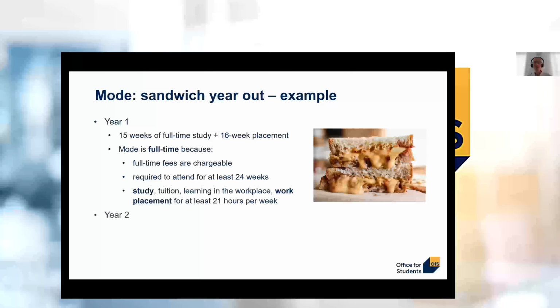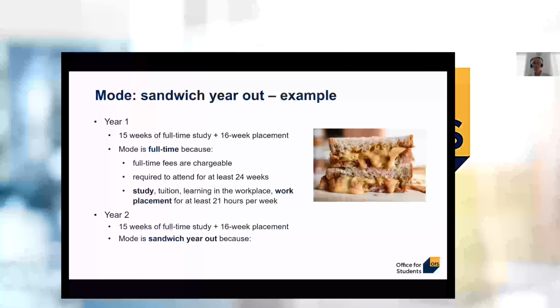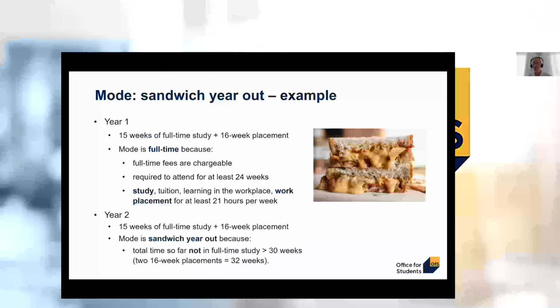So in year 2, assuming all the other sandwich year out criteria that we just talked about are met, we need to look again at the periods of study and work placement. So we have 15 weeks of full-time study and a 16-week placement. This would count as a sandwich year out because the total time so far not in full-time study is greater than 30 weeks. You've got your two 16-week placements, which make 32 weeks. There are other examples in Annex D. If you're not sure, again, come to us and ask.